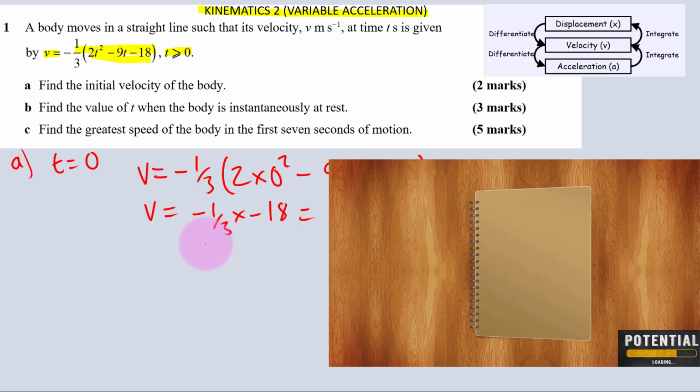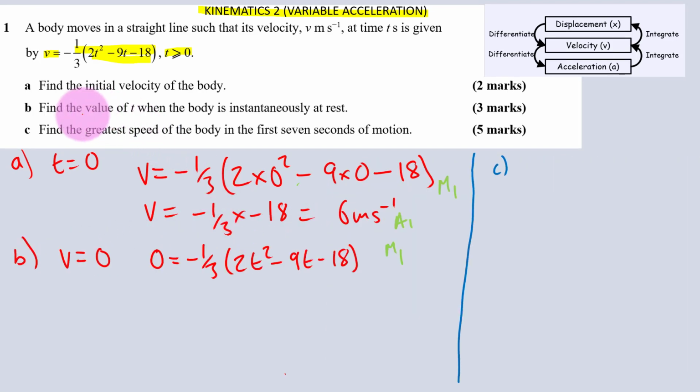That's quite easily done. Now for part B, it says find the value of t when the body is instantaneously at rest. Right, so we know when it's at rest, the velocity is not moving, so v must equal 0. So if you show this line here, you get a method mark straight away. Now if we multiply both sides by 3 to make it easier to handle, because 0 times 3 is 0, so we just set 0 equals 2t squared minus 9t minus 18.